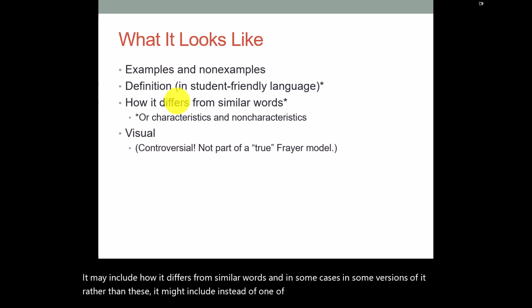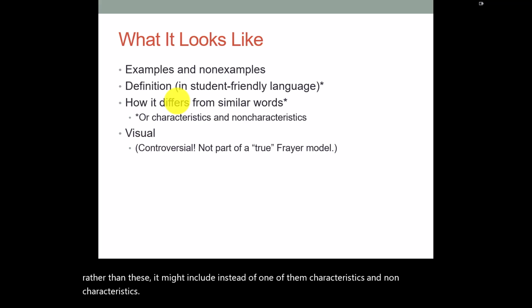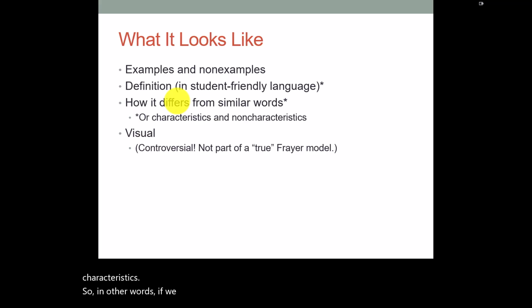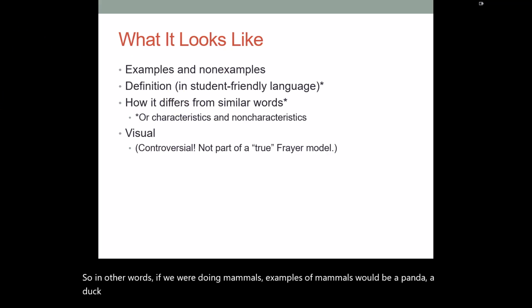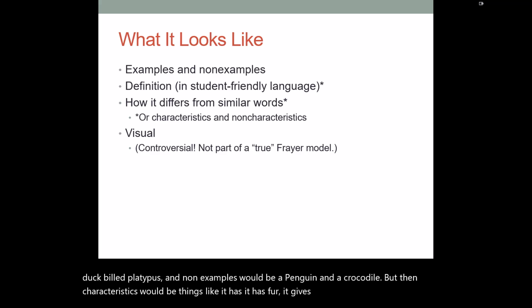characteristics and non-characteristics. So in other words, if we were doing mammals, examples of mammals would be a panda and a duck-billed platypus, and non-examples would be a penguin and a crocodile. But then characteristics would be things like, it has fur, it gives birth to live young, and non-characteristics would be things that are not true, it's cold-blooded, for example.